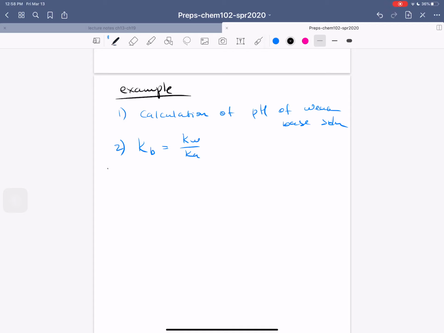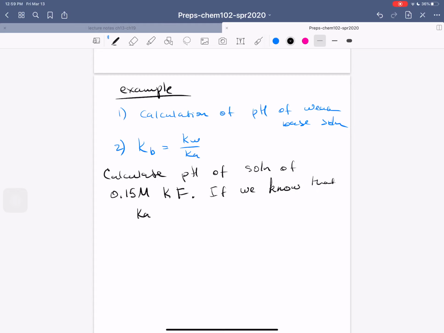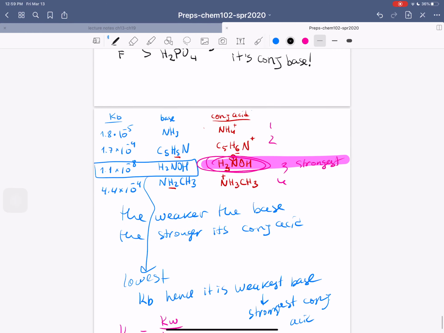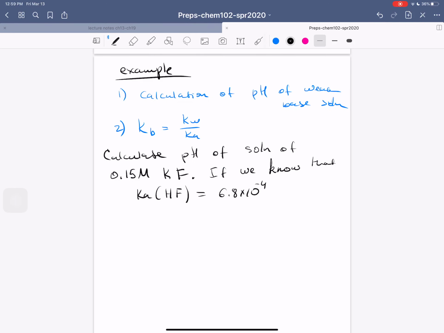Calculate the pH of a solution of 0.15 molar potassium fluoride, if we know that the Ka of hydrofluoric acid is 6.8 times 10 to the negative 4th.